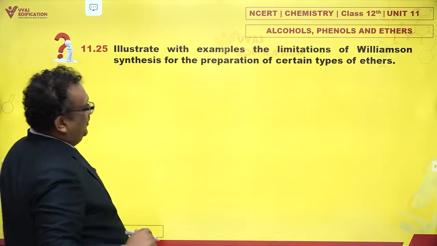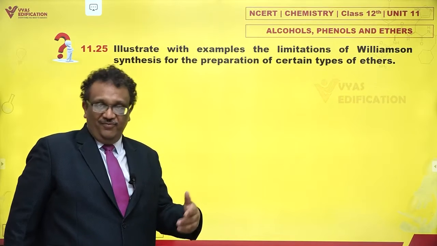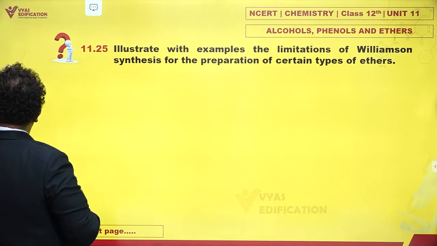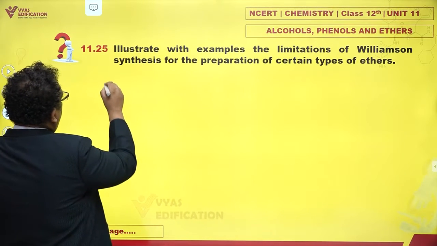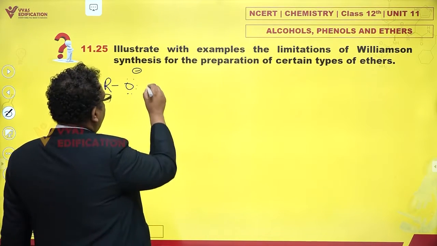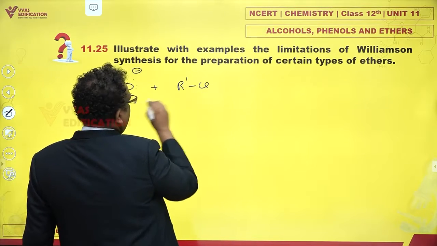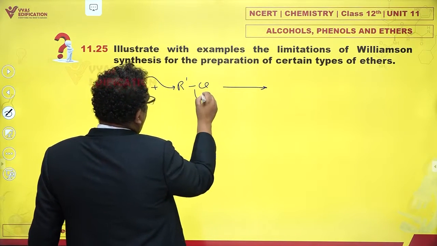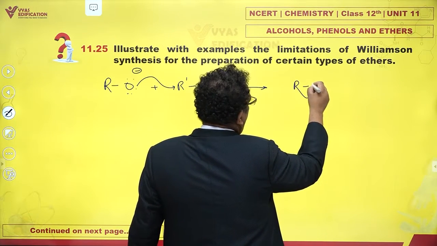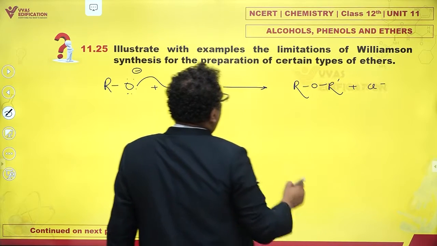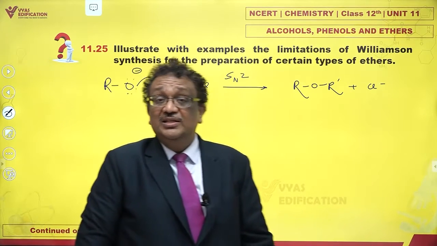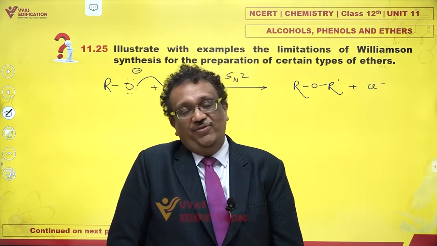Now first let me write down what is Williamson's synthesis and then we can talk about the limitations. If I have a case in which RO minus alkoxide ions react with alkyl halide, well, there's a lovely backside attack, classical SN2 reaction, and I get RO R dash plus Cl minus. This is the Williamson's synthesis method to obtain ethers.